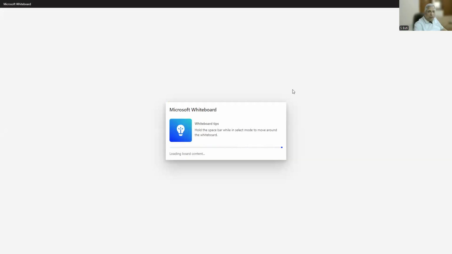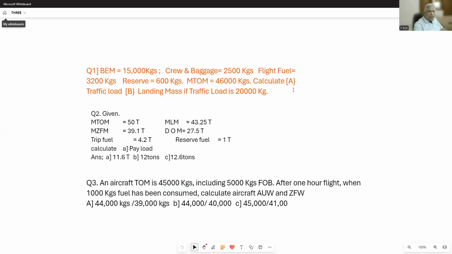Here are your numericals for practice. Please note them down and do these questions before you look at the next slide, which has answers. In the first question, he wants you to calculate part A, the traffic load, and part B, what will be the landing mass if I'm carrying a particular traffic load, not this traffic load. He says you are carrying only 20,000. What will be your landing mass?